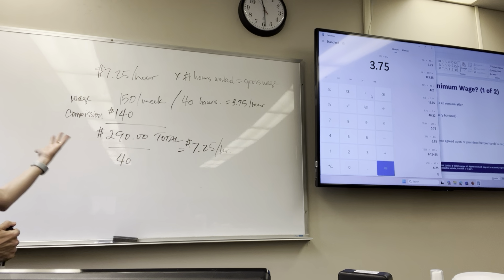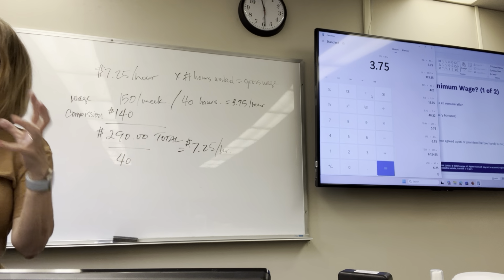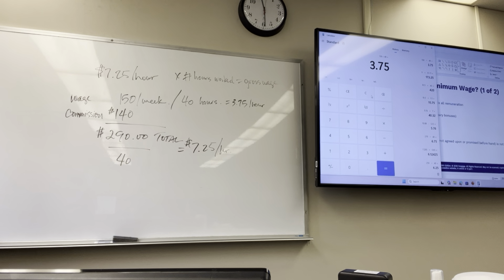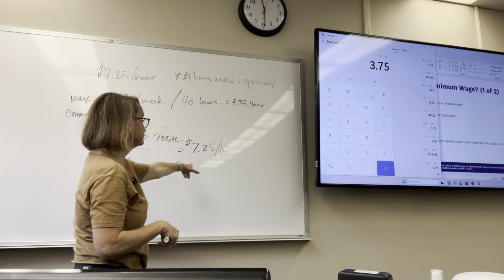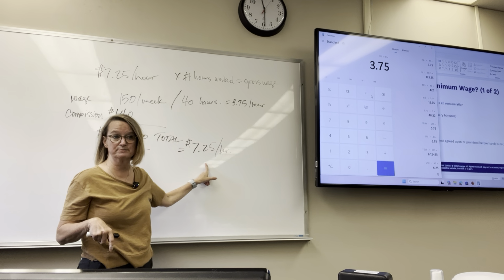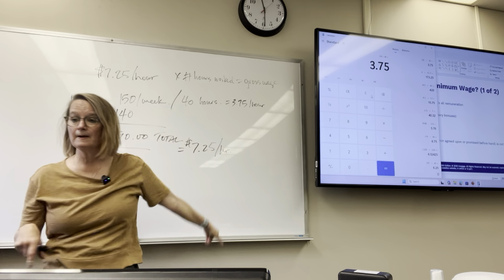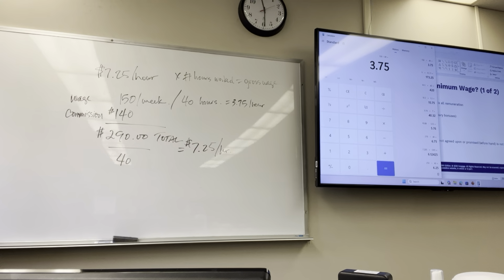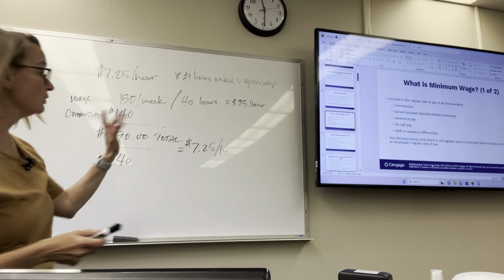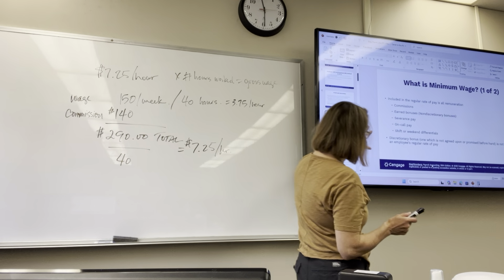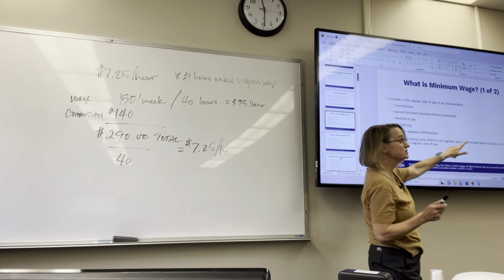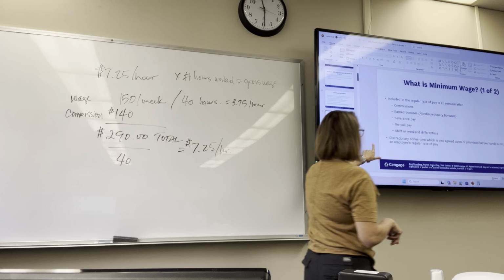For example, if we had somebody who that was their salary, but they also work on a commission basis, it's those two items combined that can determine whether or not that $7.25 an hour has been met. Okay? So that can be included again. So earned bonuses are included. Discretionary bonuses would not be included in that.